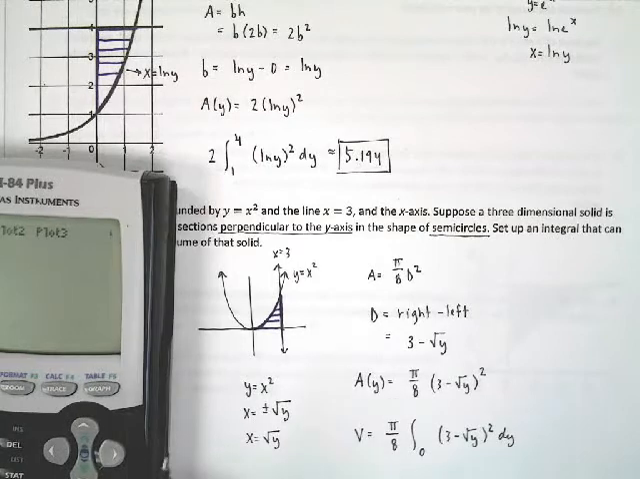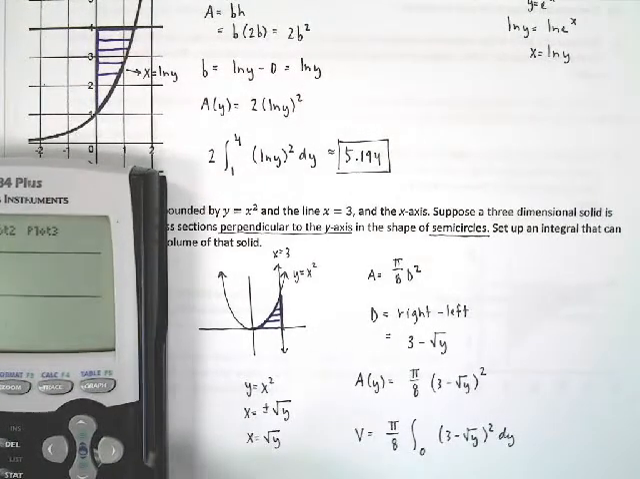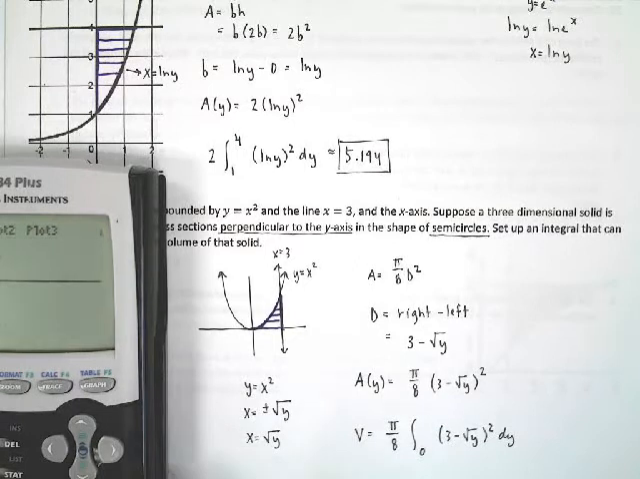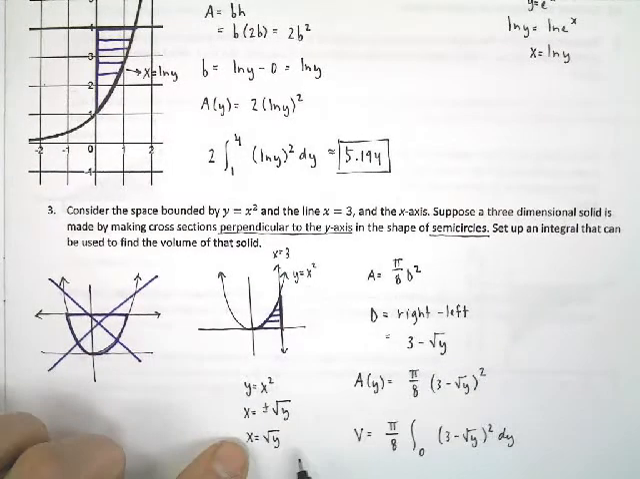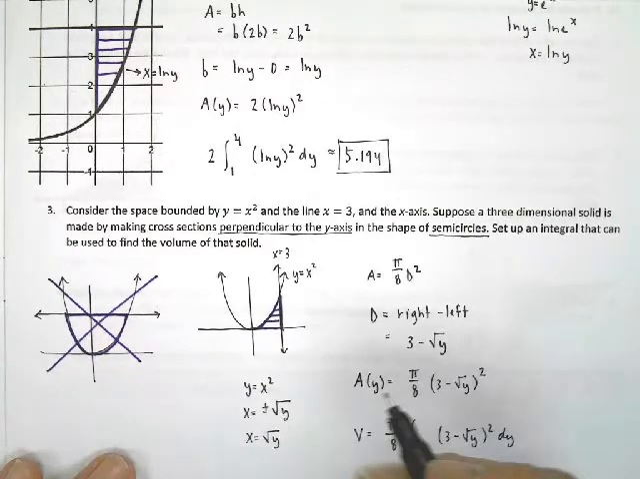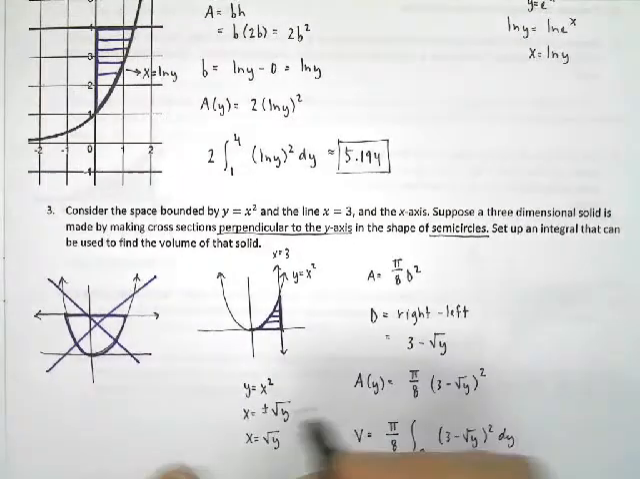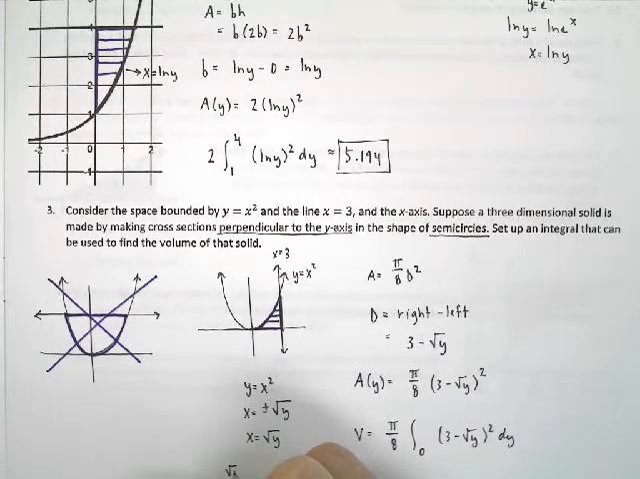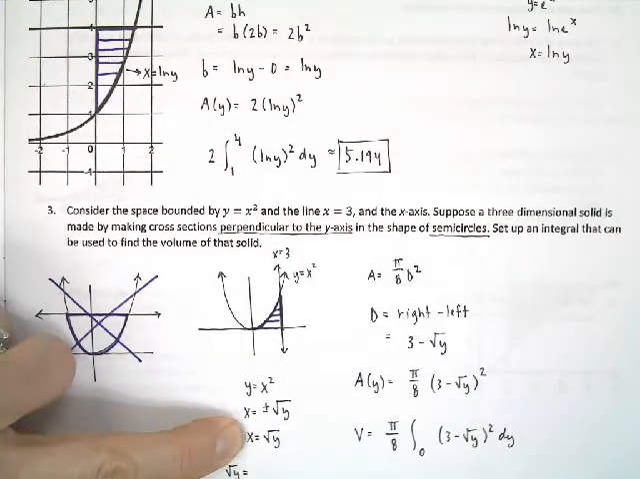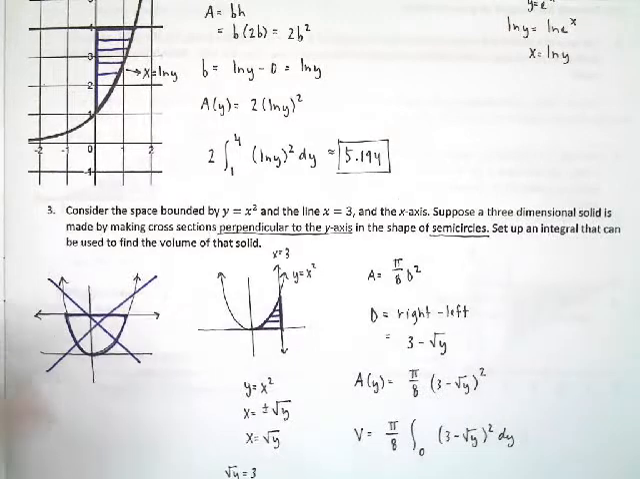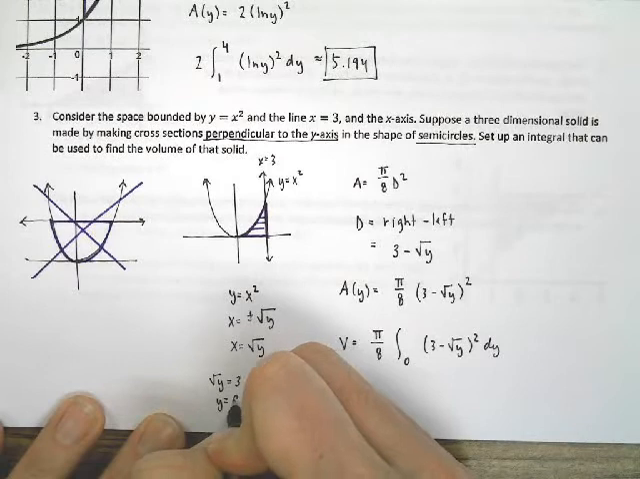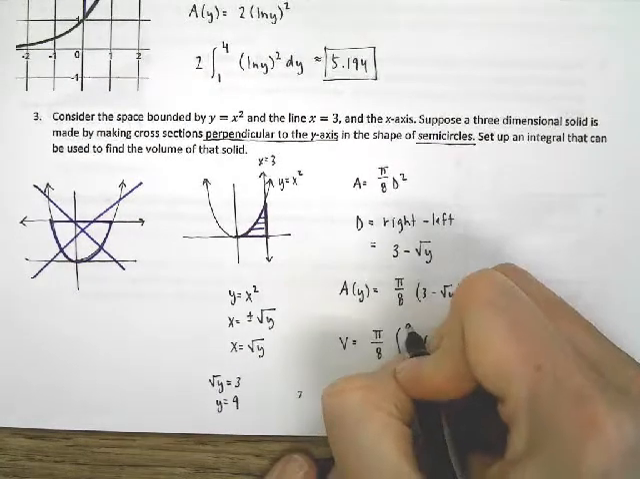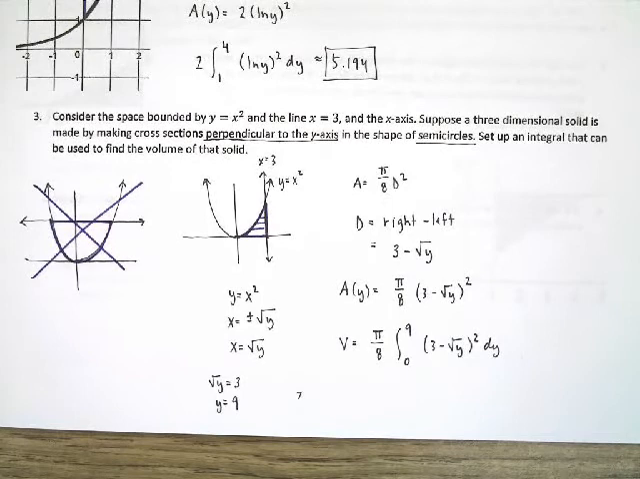So let's go ahead and look at this. What we know is we have, if I clear out here, I have y equals x squared. And then I have the line x equals 3. So what we need to do here is find out when square root of y is equal to 3. So I'm not going to use my calculator for that. I know x equals square root of y, and I want to know when that's equal to 3. Well, that tells me, if I square both sides, that y is equal to 9. So now I know my upper bound is 9.